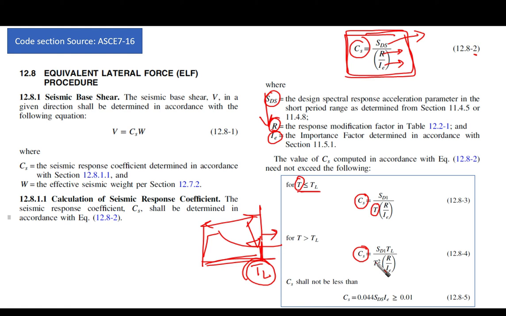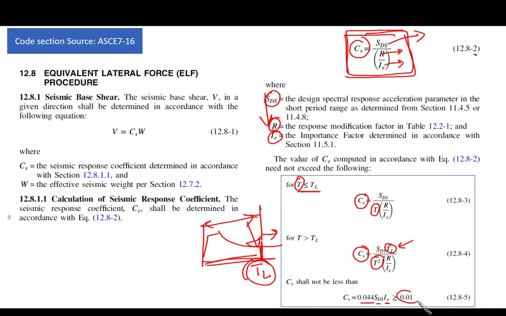And if our T is larger than TL, a very long, very flexible system, then Cs is going to be related to T squared in the denominator here. And we're going to have TL added to the previous equation. And in all cases, Cs shall not be less than 0.044 SDS times IE, and it should be larger than 0.01.